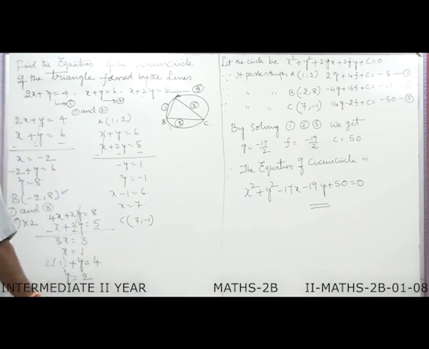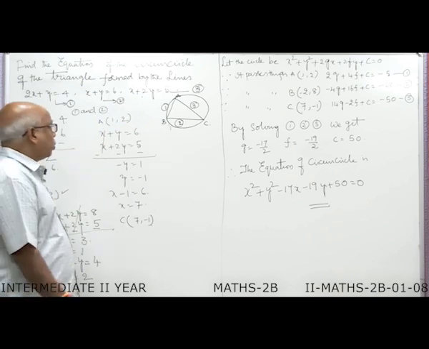First equation is to be multiplied by 2. 4x plus 2y equal to 8. Third equation, x plus 2y equal to 5. Subtract: 4x minus x, 3x, 2y cancel, 3. Then x equal to 1. Substituting into 2 into 1 plus y equal to 4. Y equal to how much? 2. So A coordinates 1, 2 we got.